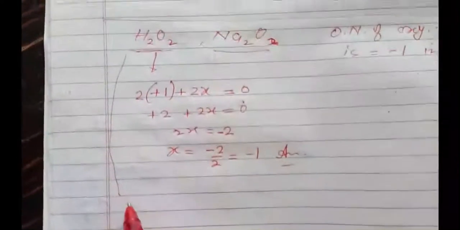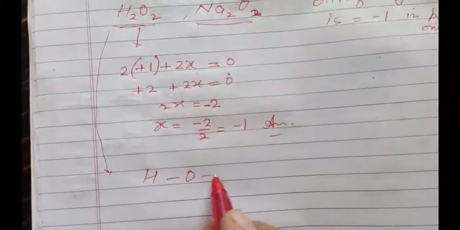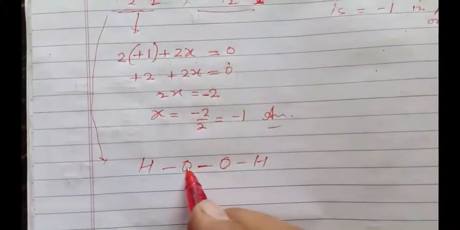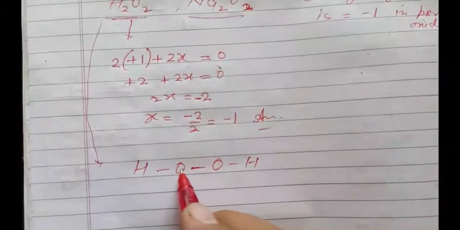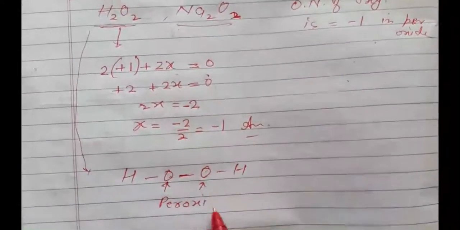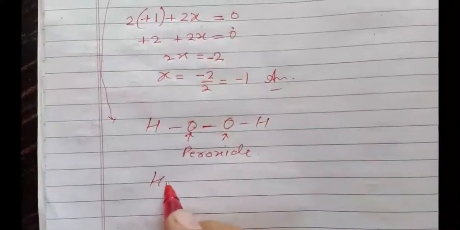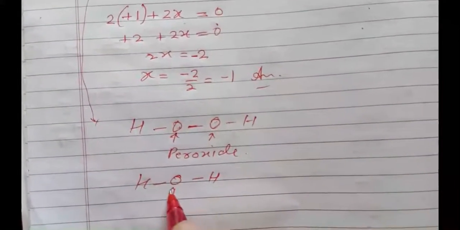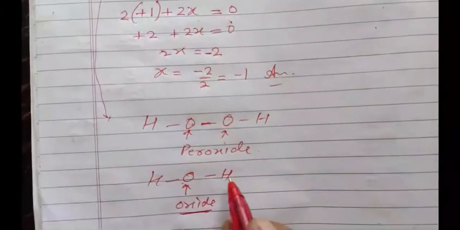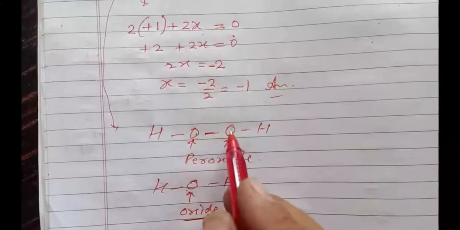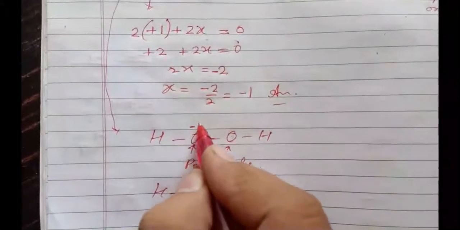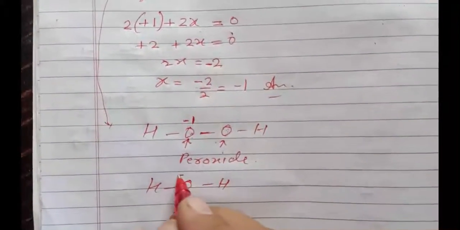How do you write peroxide? HOOH. Remember students, when oxygen is bonded with oxygen, then these both oxygens are called peroxide. What are they called? Peroxide. But in case of water molecule, here oxygen is called oxide. It is called oxide because oxygen is bonded to another atom. But when oxygen is bonded to oxygen, then it is called peroxide. So in this case the oxidation number of oxygen is -1, but here the oxidation number is -2.